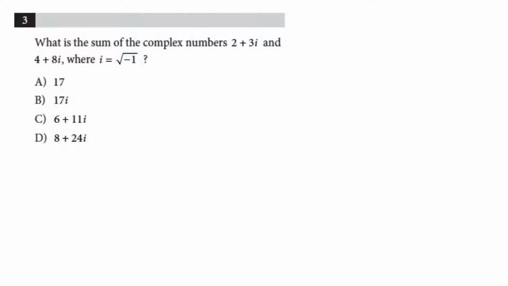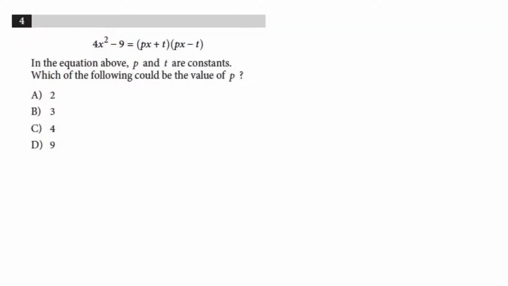Okay, 3. What is the sum of the complex numbers 2 plus 3i and 4 plus 8i, where i is the square root of -1? Well, here we're just combining like terms. We've got a 2 and a 4. Combine, that's going to be 6. And we can treat i as if it were just a variable. 3 i's and 8 i's, it's going to be a total of 11 i's. So 6 plus 11i.